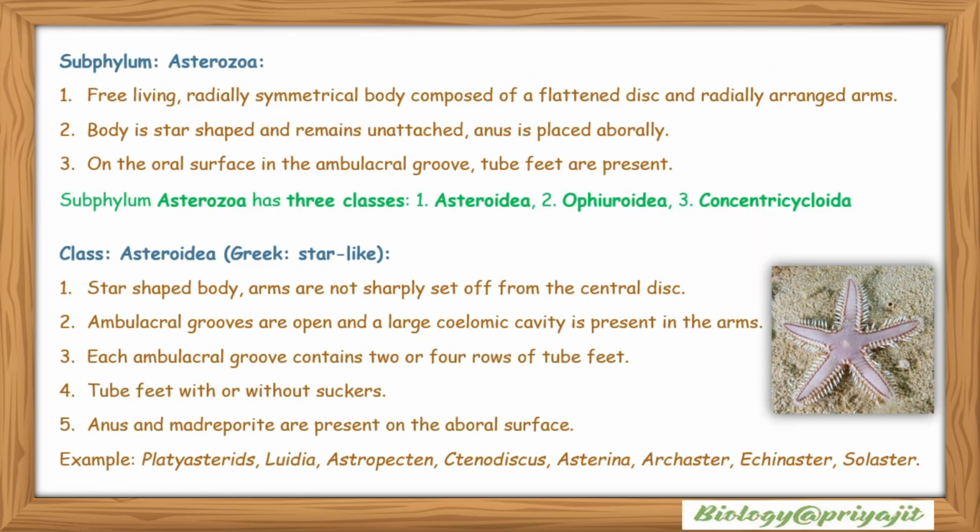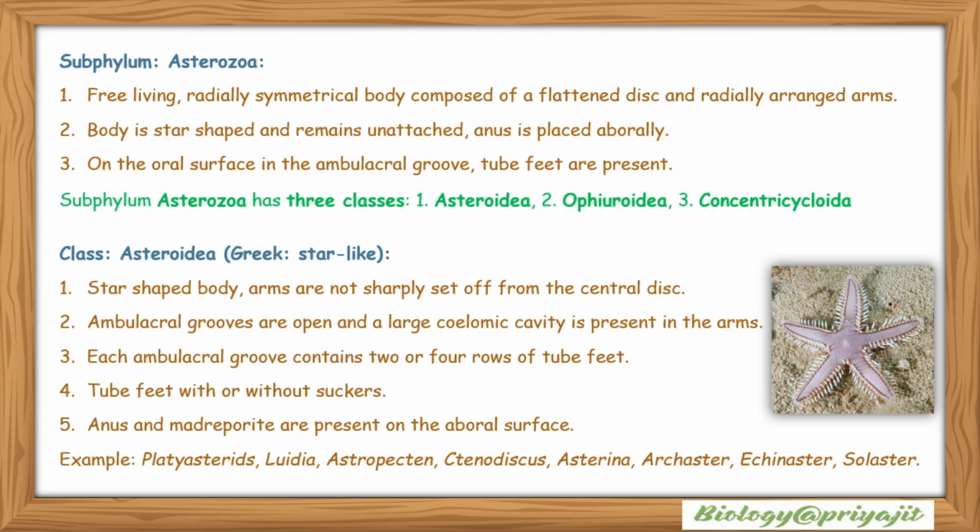Subphylum Asterozoa, they are free-living, radially symmetrical body and they are composed of a flattened disc and radially arranged arms. Their body is star-shaped and remain unattached. Their anus is placed aborally. On the oral surface in the ambulacral groove, tube feet are present. So subphylum Asterozoa has three classes: Asteroidea, Ophiuroidea and Concentricycloidea.